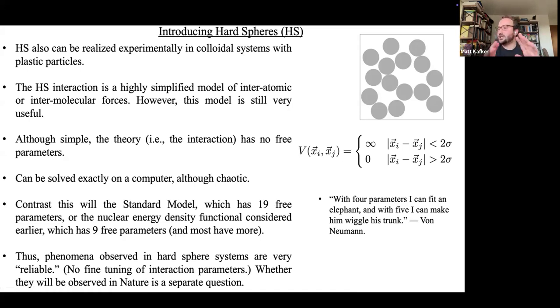Okay, so this is the basic setup. Do people have any questions about what it is that we're going to be talking about? Like, what are hard spheres, basically? Chime in at any time.